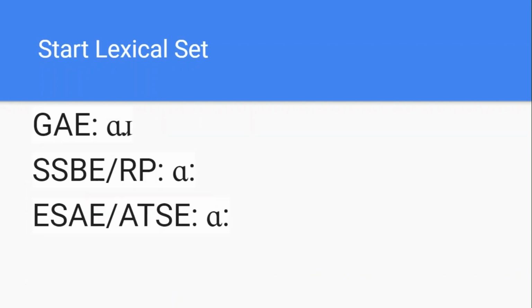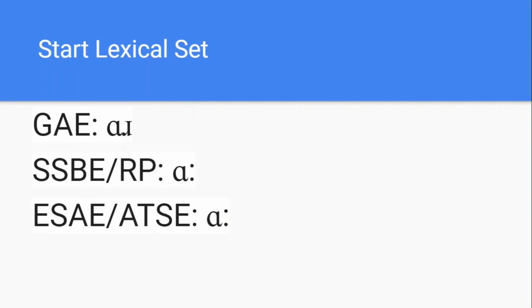So now we come to the R coloring. Eastern Standard American English and American Theater Standard, or just the transatlantic accent in general, is for the most part a non-rhotic accent. And so they generally follow very similar patterns to British English.